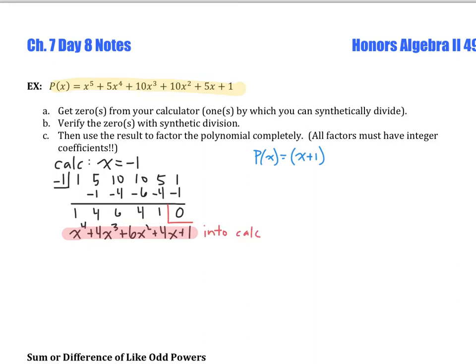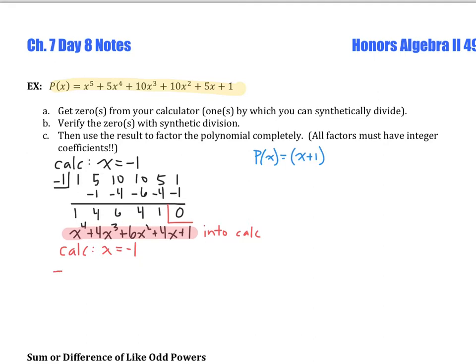And we're going to pull a 0 from this new polynomial. What you should get from your calculator when you plug in that polynomial, x to the 4th, 4x cubed, etc., is that the 0 is -1 again. So it's just a repeated 0. So is -1 a 0 of this polynomial that we just whittled down to?